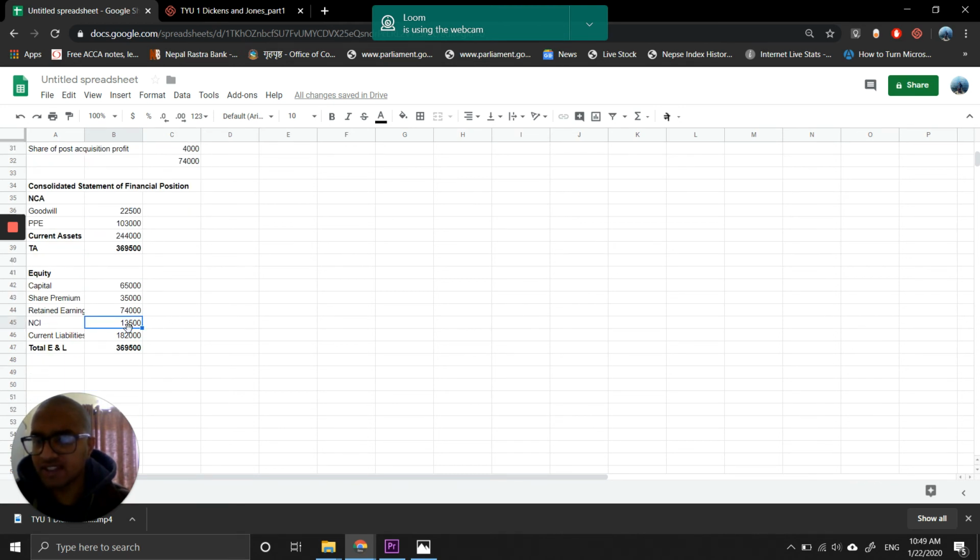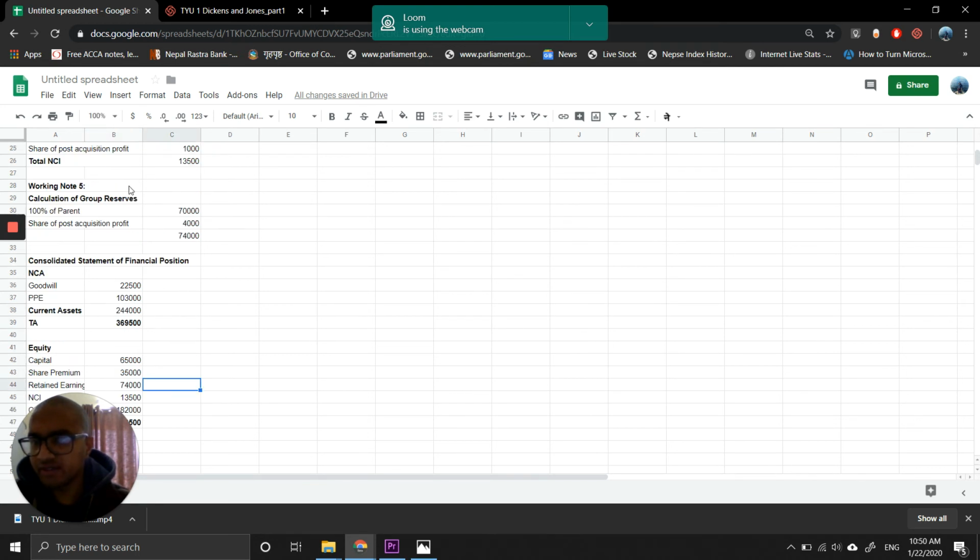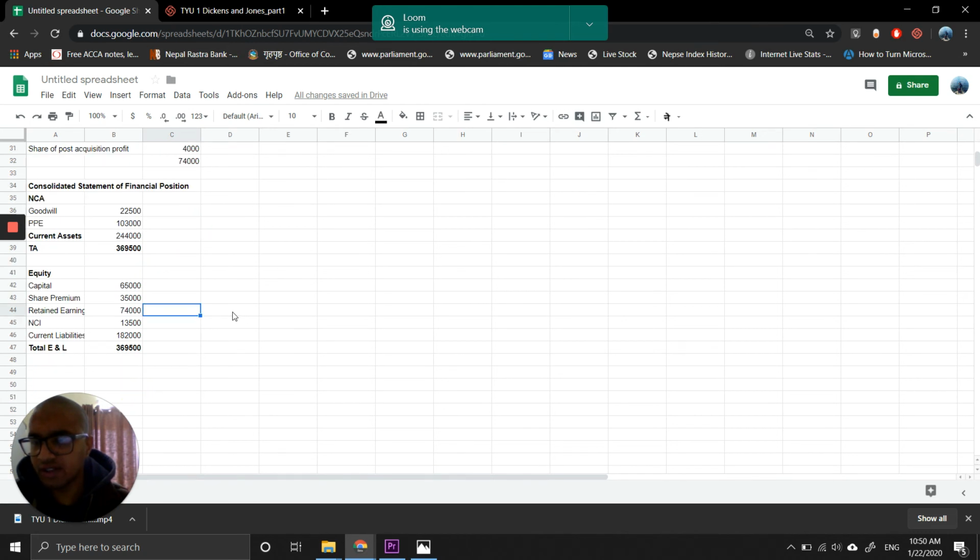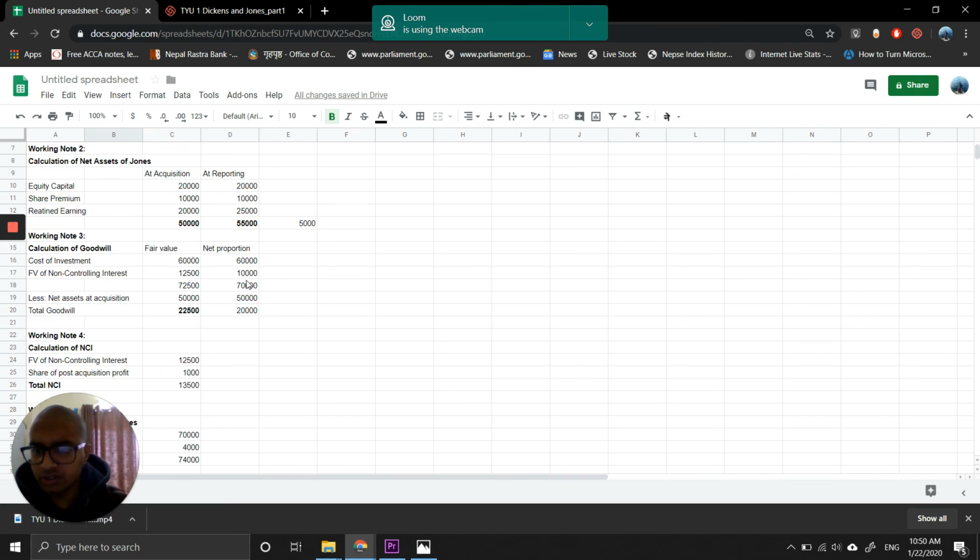So your retained earnings is the figure that you have calculated from working note 5, say 74,000. That's your figure over here. NCI is working note 4, and then capital and current liabilities are your Dickens and Jones. You add it up together. So this is how you get your total equity and liabilities. Okay, so see, this figure should match this figure, as you know already.